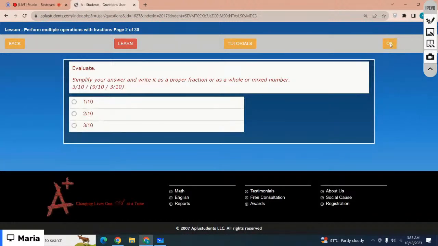Evaluate. But what do you have to evaluate? You don't have a given fraction here. 1 by 10. You have to evaluate, but you're not given the fraction here, right? Let's just select any of them.